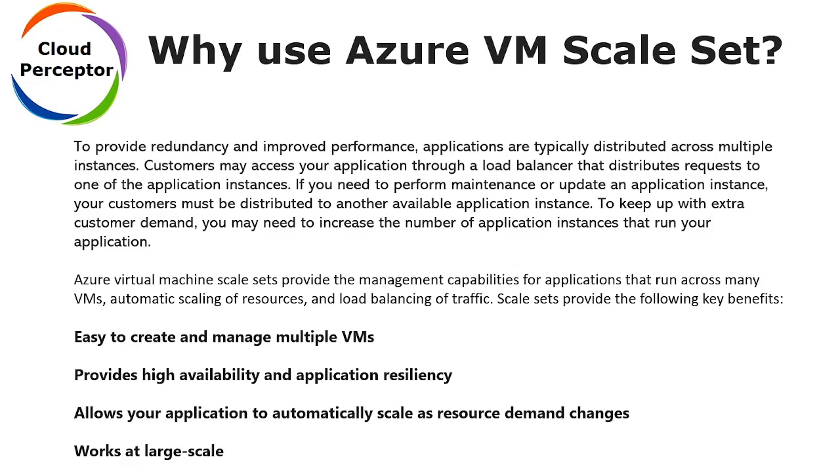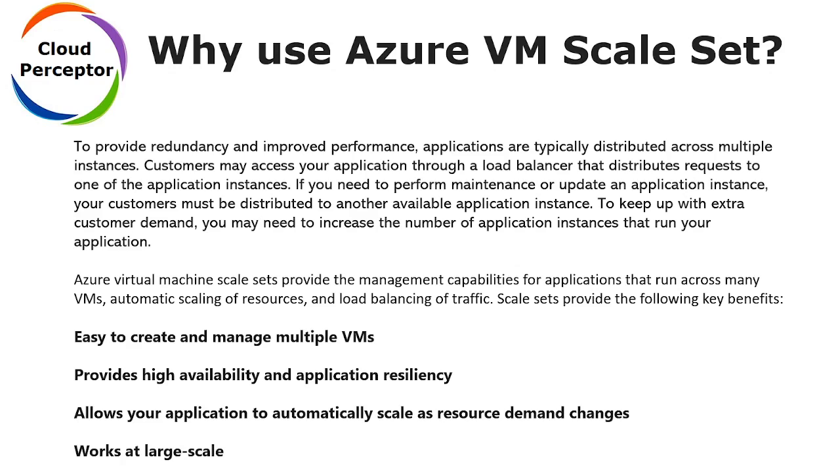run your application. Azure virtual machine scale sets provide the management capabilities for applications that run across many virtual machines: automatic scaling of resources and load balancing of traffic. Scale sets also provide the following key benefits. They are easy to create and manage with multiple virtual machines, provide high availability to your application, and also provide application resiliency, allowing your application to automatically scale as the resource demand changes. It also works at large scale.